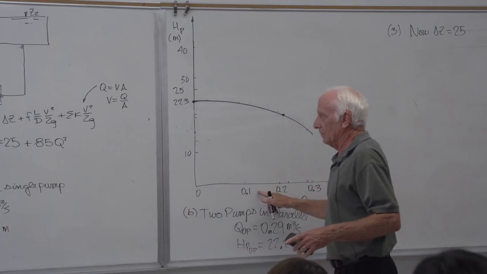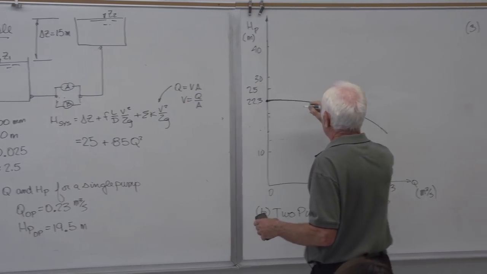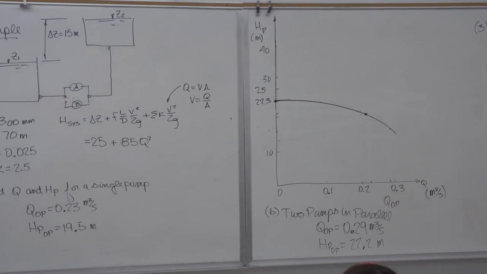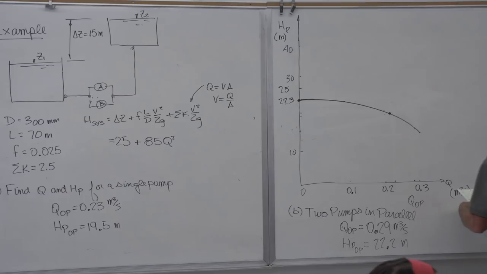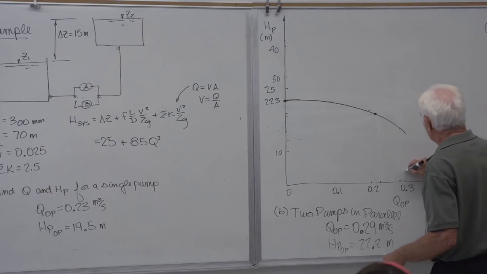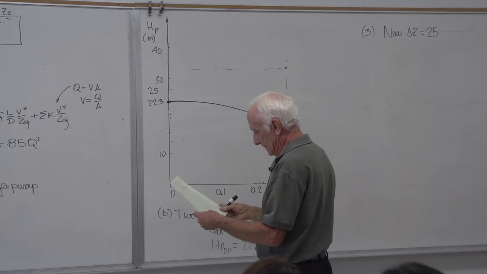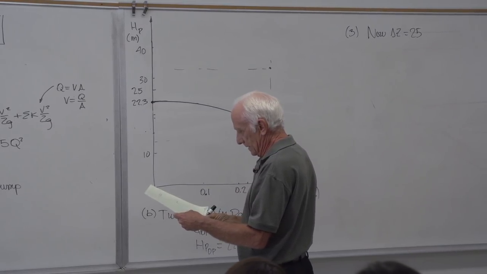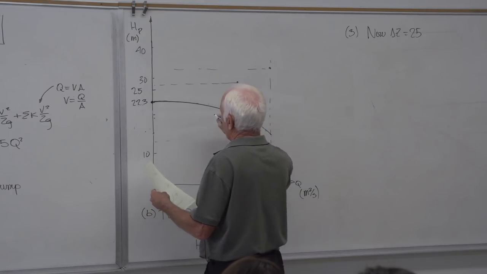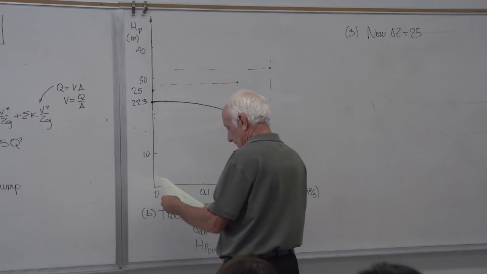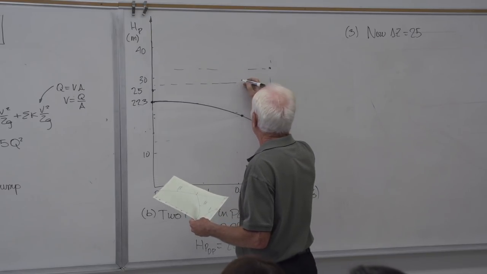Guess Q equal 0.1. Okay, 0.1 squared is 0.01. Da, da, 25 and 8, 33.5. Let me get it drawn correctly. Okay, so if I go out to 0.3, I'm roughly at 32 and a half, about there. At 0.2, I'm roughly at 26. And at zero, it's 25. Oh, no, pardon me, it's 27, 28 out there, so it's up here.